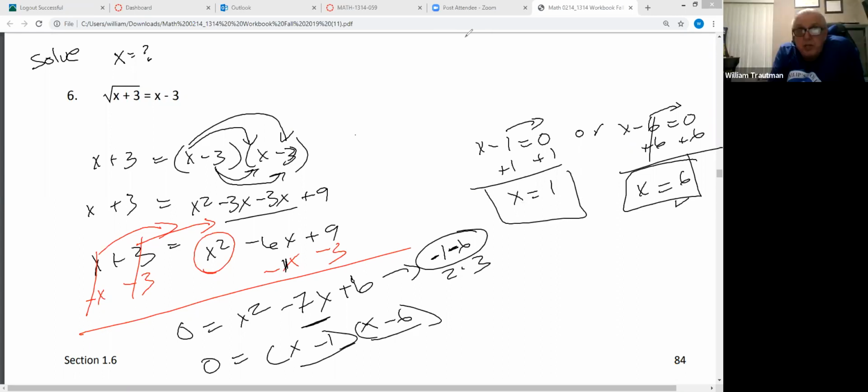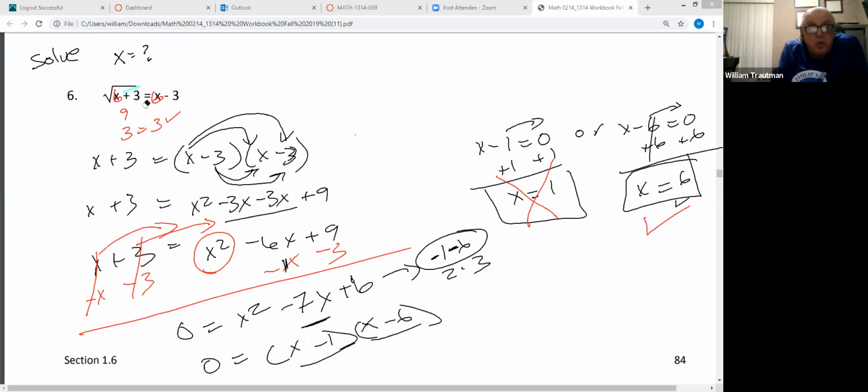So I'm going to put it in red. This is not an answer. Why? Because just like the domain for the rational functions, you have to plug these numbers back in. Watch when I put 6 in here. 6 plus 3 is 9. Back in the original problem, the square root of 9 is 3. 6 minus 3 here is 3. 3 equals 3. That's a good answer.